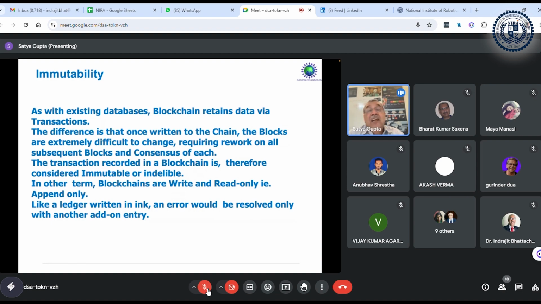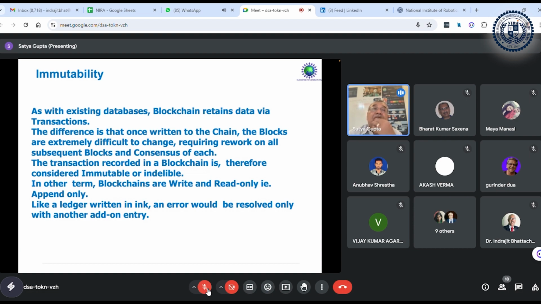The difference is that once written to the chain, the blocks are extremely difficult to change. You cannot change them because of the hash. If you change, then the hash will not match, and everyone will not be able to validate. So that is why it is called immutable or indelible. So in other terms, blockchains are write and read only, that is append only. So you cannot change it actually.